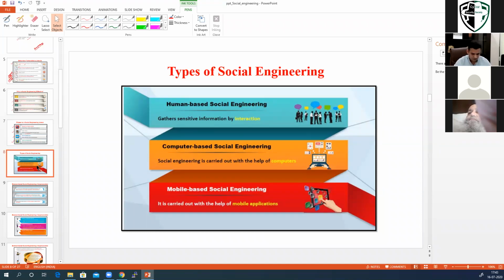So second is computer-based social engineering. Obviously, as the name suggests, it is basically carried out with the help of computers. I will tell you how, by just an example. And third is mobile-based social engineering. Obviously, it is basically carried out with the help of mobile applications. How it basically happens, we have some examples in the upcoming slides, but these are the broad categorizations that I want to tell you.